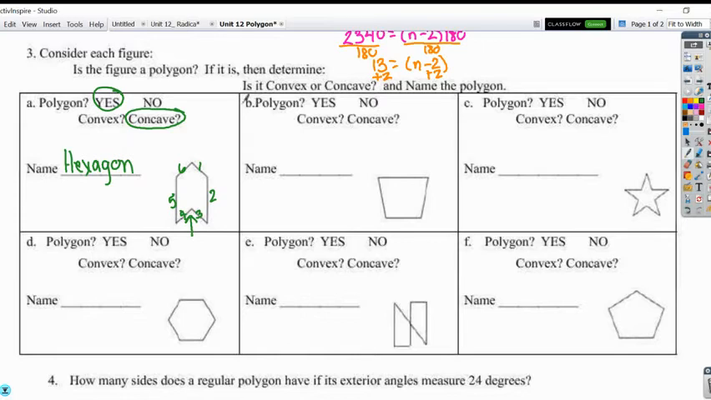In part B, is it a polygon? Why, yes, it is. Concave versus convex. This one is convex. It is fully pushed out and inflated. 4 sides there. We would call this a quadrilateral.